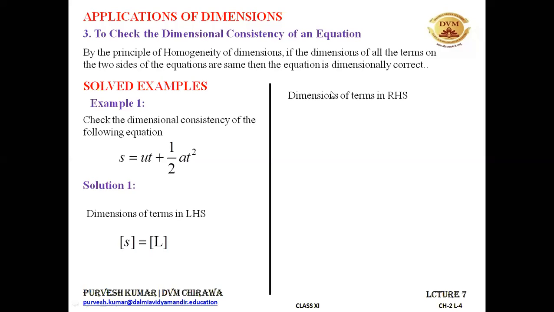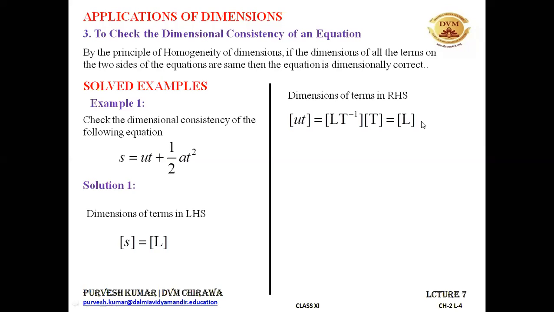So let's do this. Dimensions of terms that are involved in RHS. So first term is ut. So dimensions of ut will be equal to what? Dimensions of u into dimensions of t. So t is time, we can write the dimension as capital T, and u is initial velocity. Velocity has dimension LT minus 1. We know this. And when you solve this out, this T minus 1 and this T get cancelled out, and you are left with L. So ut has dimensions of L only.